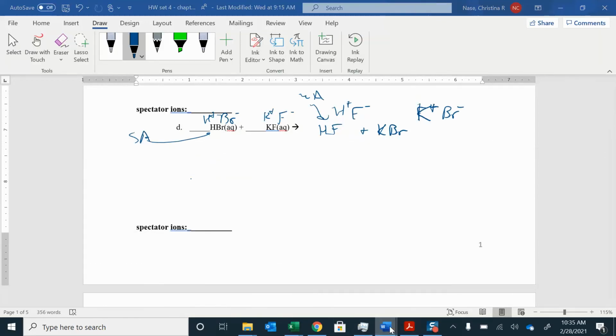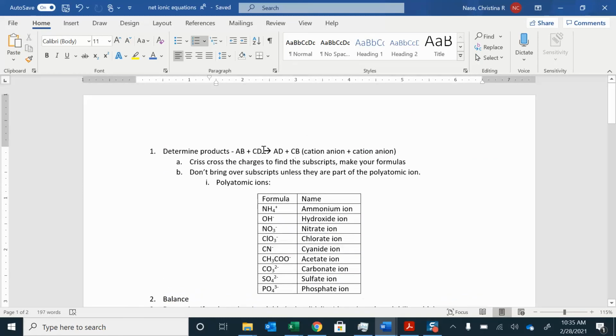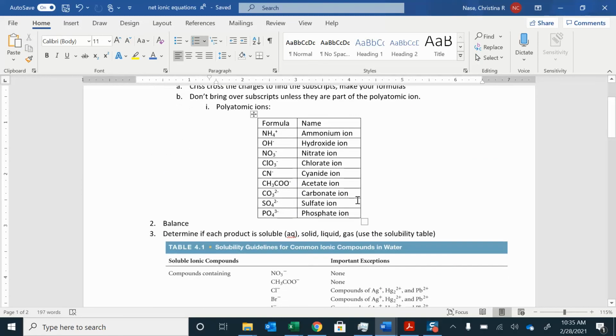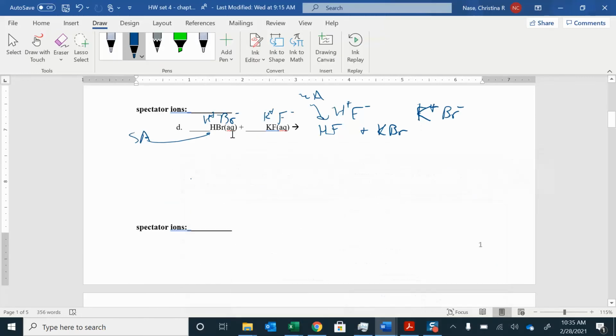So let's just follow the steps. Let's go back to our steps and make sure we're following them. Crisscross, we found our products. We didn't bring over any subscripts. We balanced. Is everything balanced? Everything's balanced. I've got 1 to 1 to 1 to 1. Great. And then I can figure out which of these things are soluble. Well, acids are always going to be soluble here. This is a soluble weak acid.